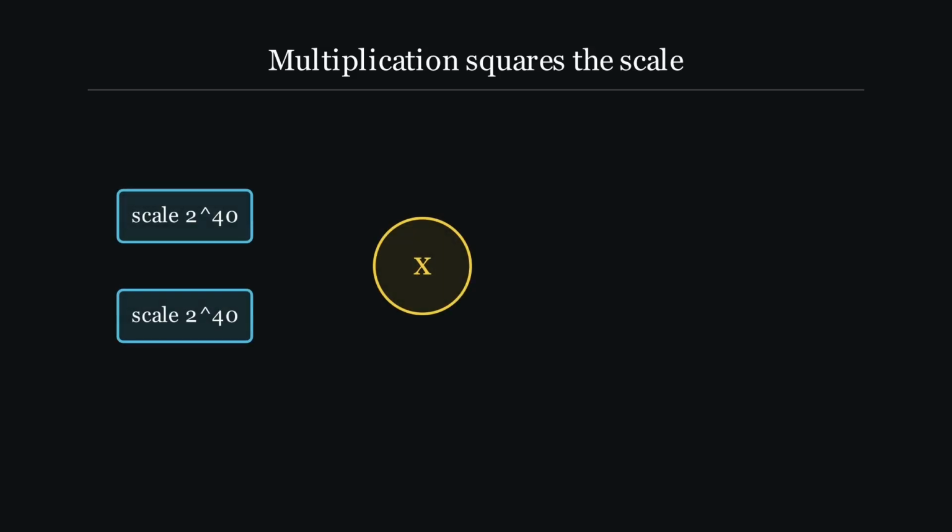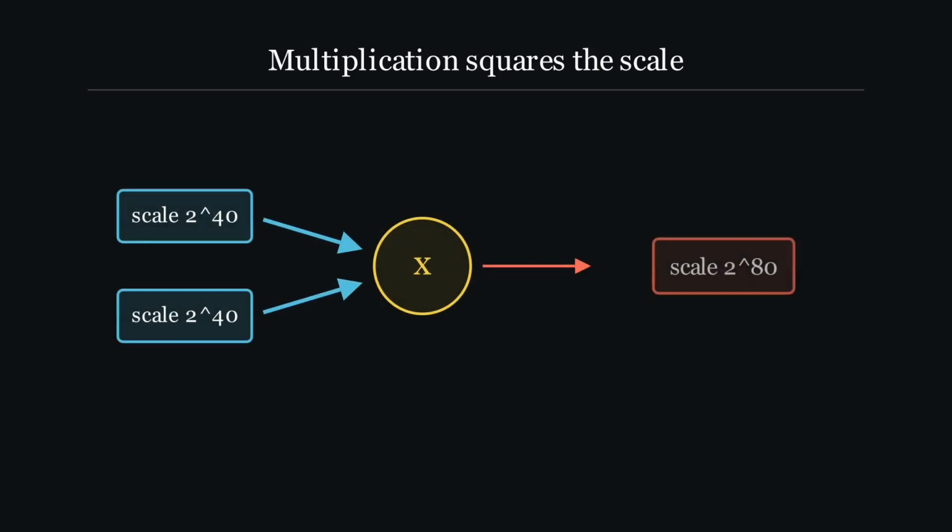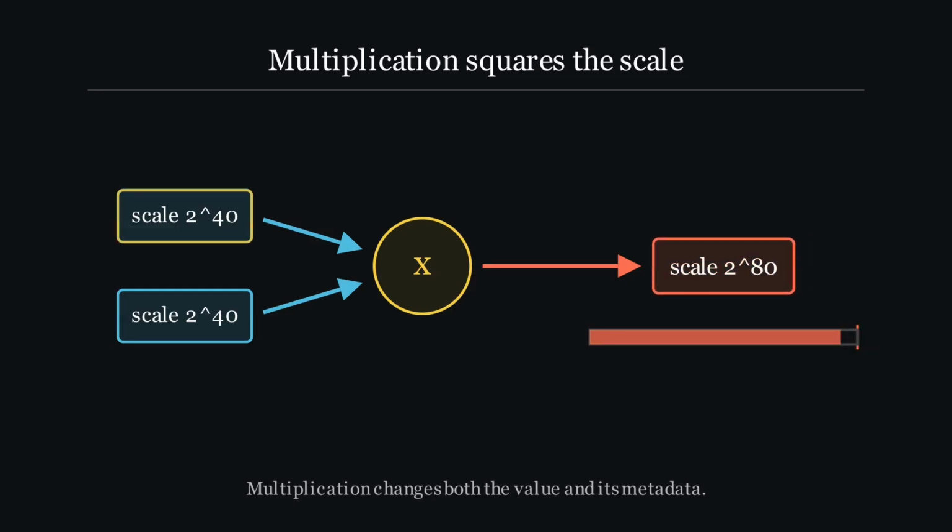Multiplication changes more than the encrypted numerical value. Both input ciphertexts here carry scale 2 to the power of 40. When they enter the multiplication gate, the product scale is approximately 2 to the power of 80. The red output and the rising gauge make that metadata growth visible.